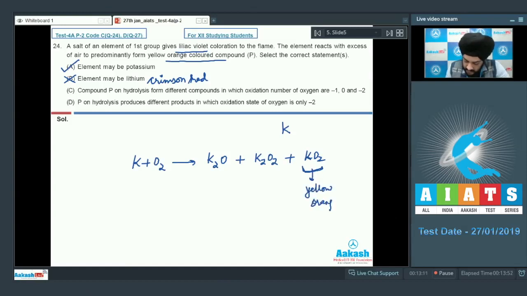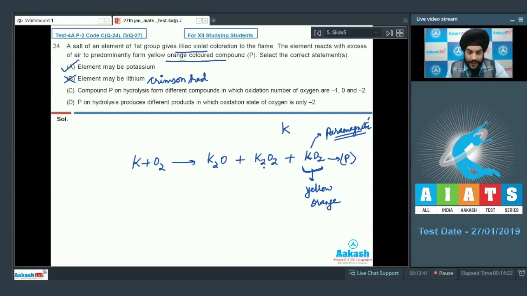The superoxides are paramagnetic. And it is in fact the major product formed when potassium is allowed to undergo combustion in presence of oxygen. So the compound P is KO2. If you look at K2O and K2O2, both of these are colorless species and they are diamagnetic in nature.